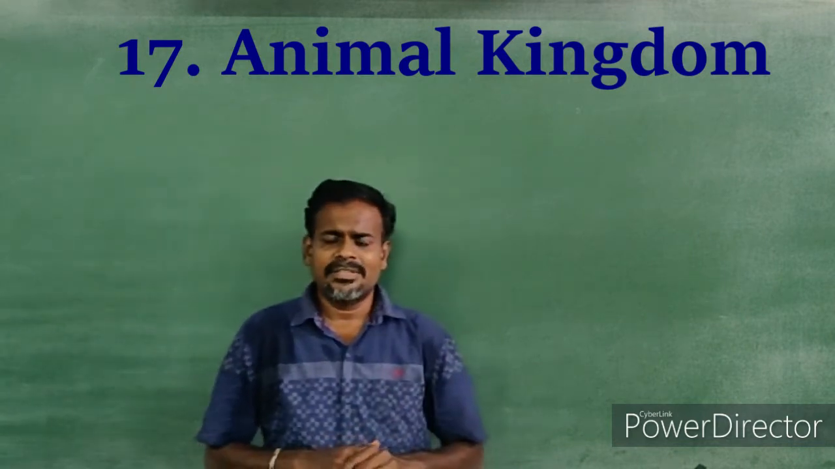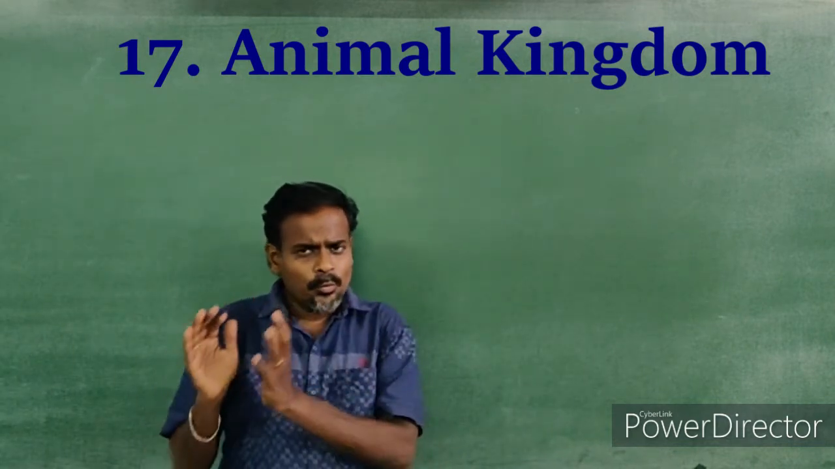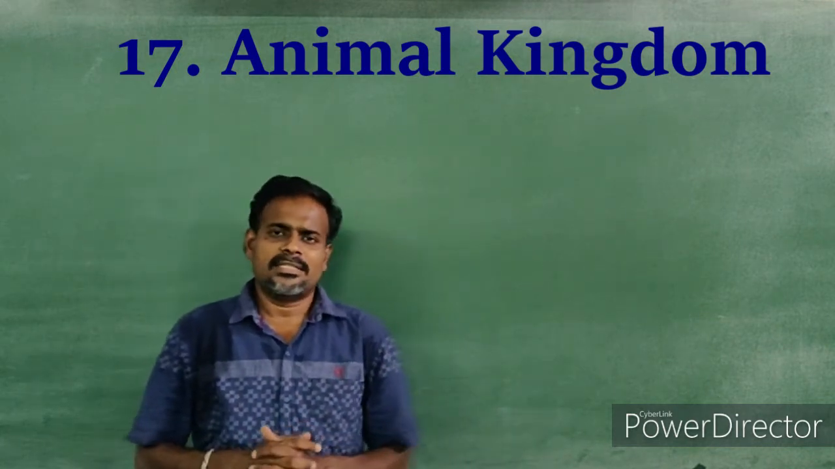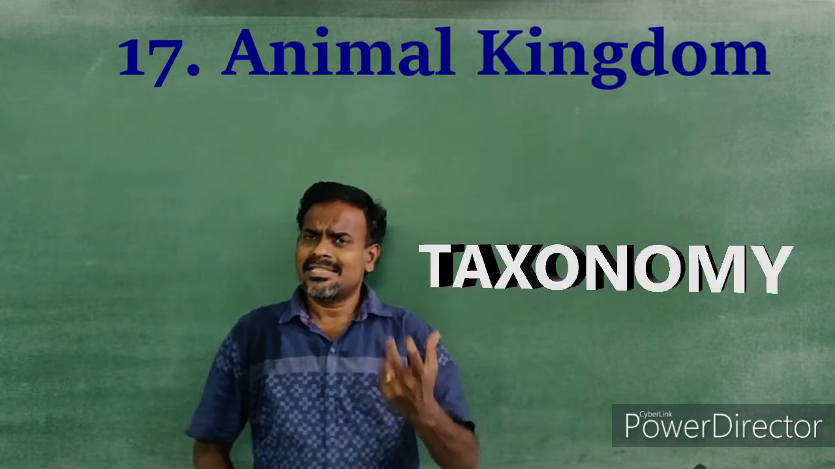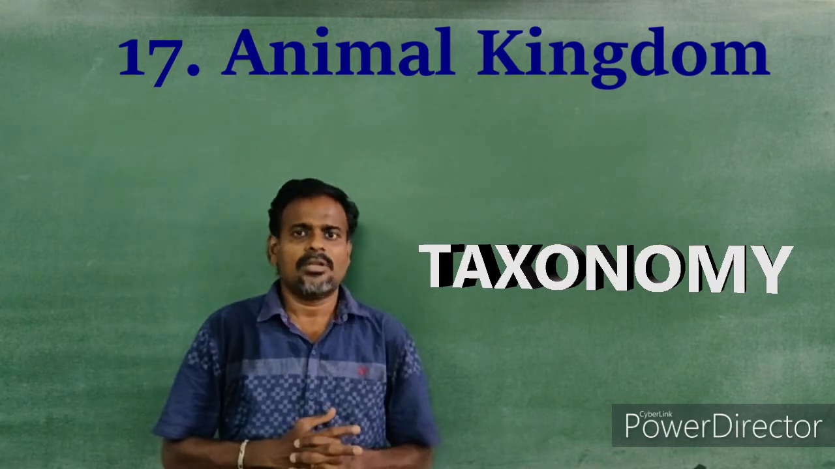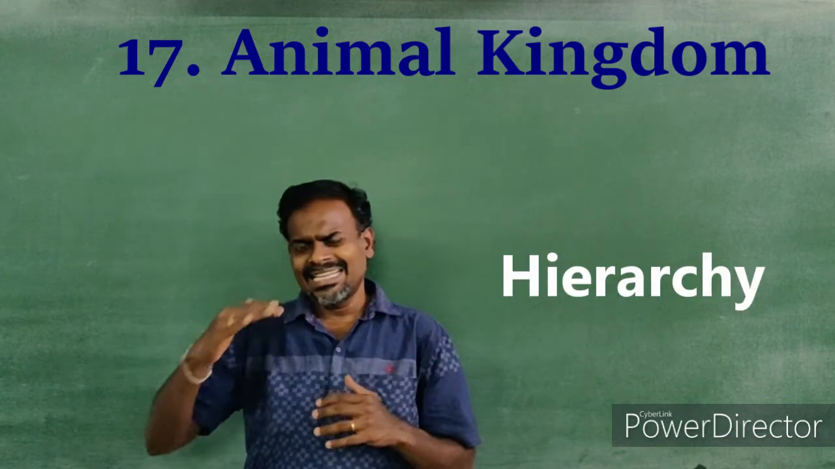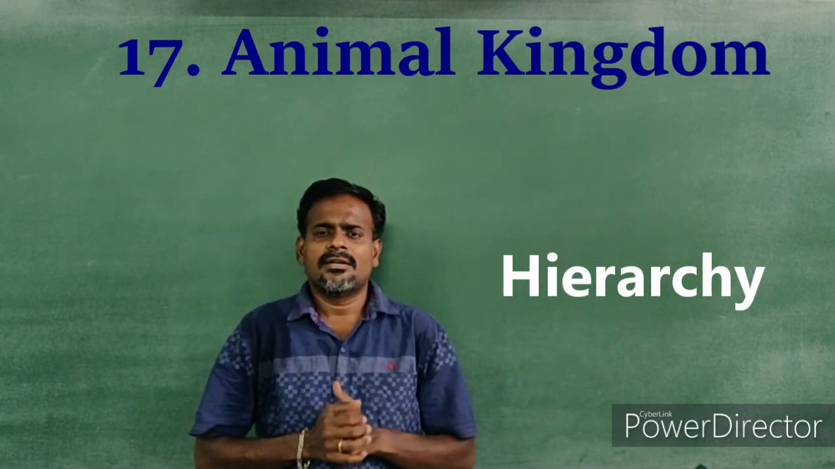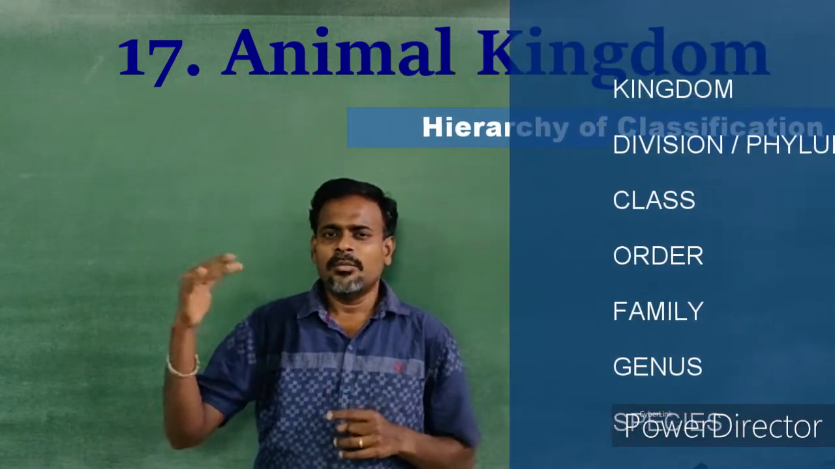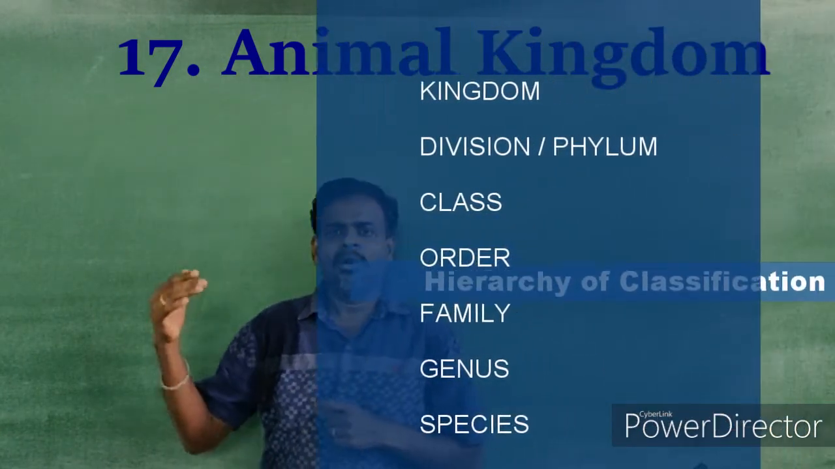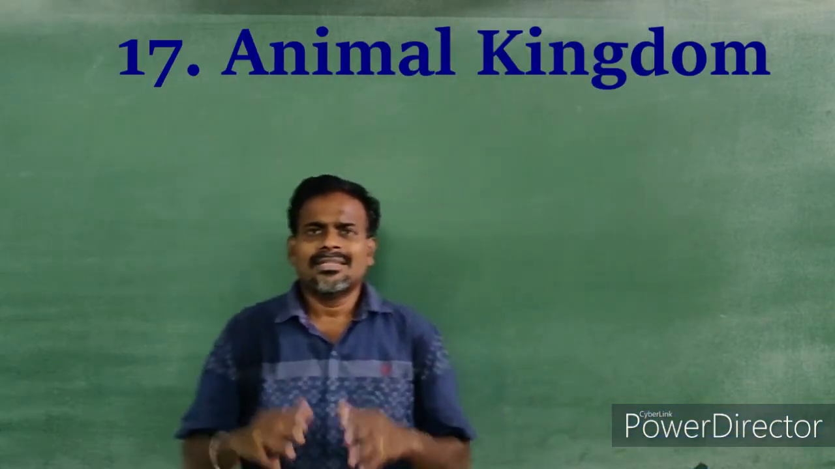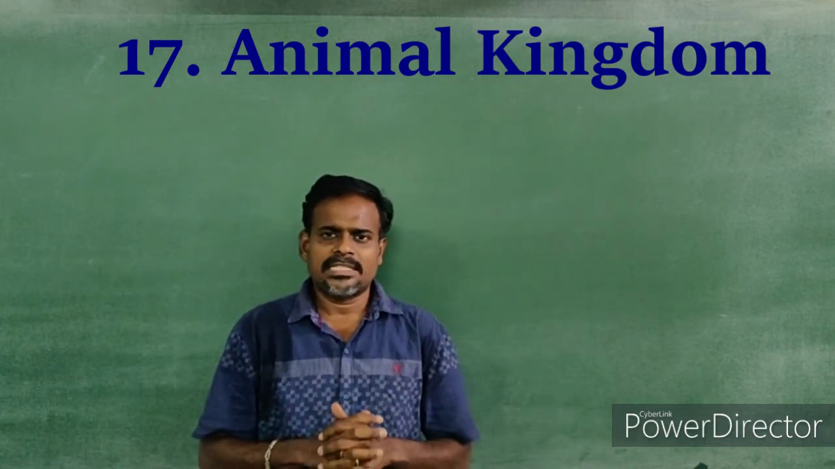First of all, what is classification? Classification is grouping of organisms based on their similarities and dissimilarities. And there is another term named taxonomy. The study of classification is known as taxonomy. There is a hierarchy of classification, which is none other than kingdom, phylum or division, class, order, family, genus and species. This is the hierarchy of classification.